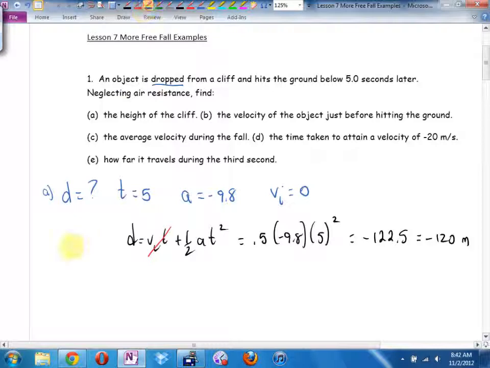B. By the way, this is very similar to some of the questions we did in the last lesson. I think that means I like this question. Anyways, what's the velocity of the object just before hitting the ground? The impact velocity. What are they asking me to find there?